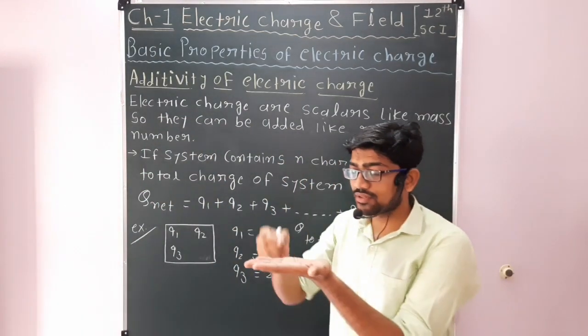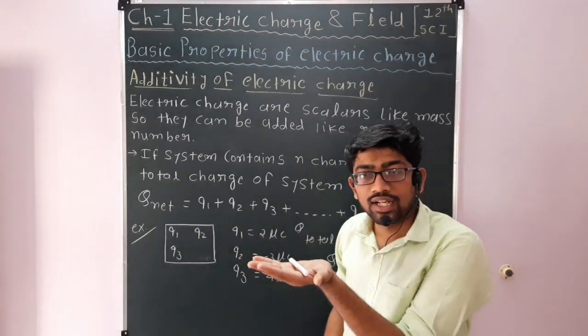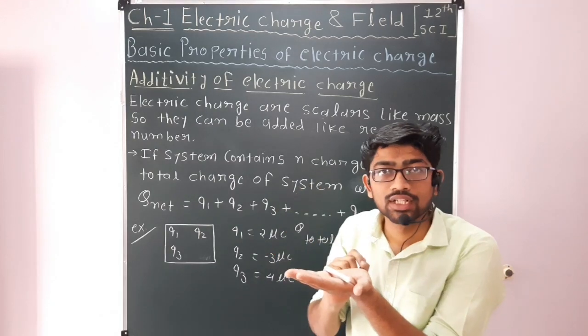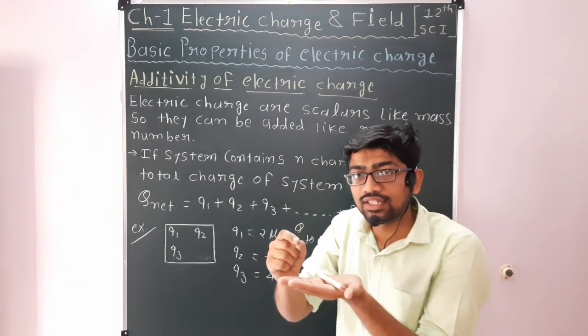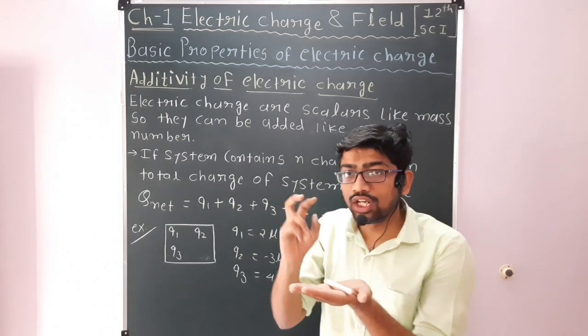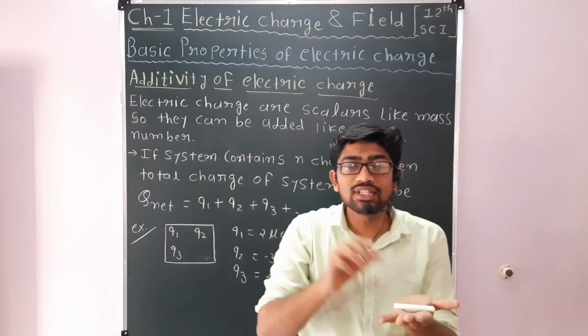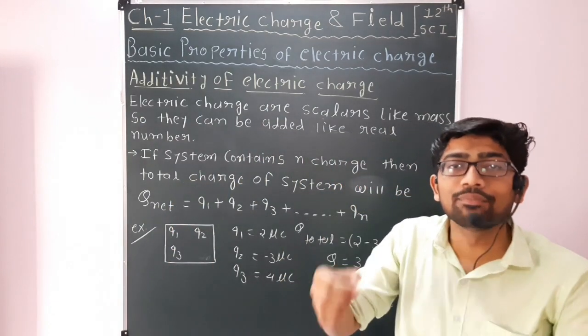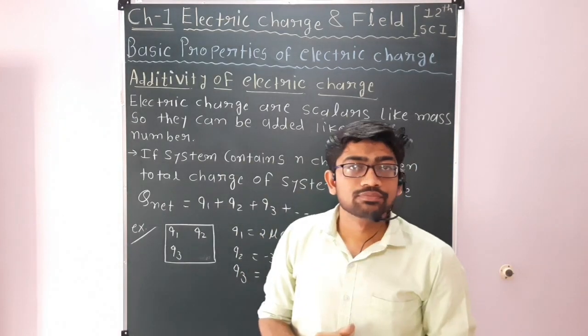Suppose this is my hand. I put one box on my hand. Its mass is, suppose, 2 gram. And I put a second box on my hand and its mass is 3 gram. So the total mass is m1 plus m2, which means mass is directly additive. Just like that, charge is a scalar quantity, it's additive.